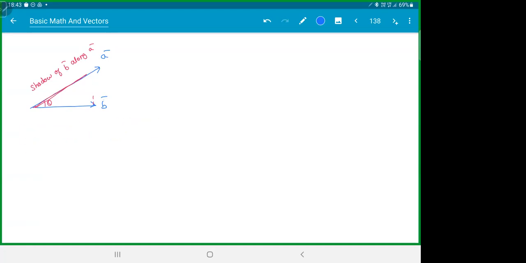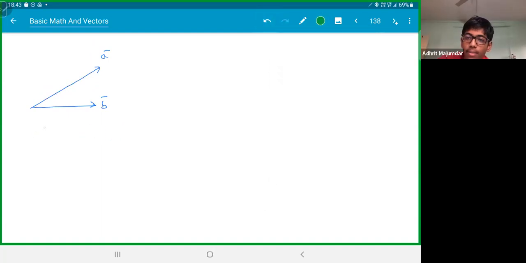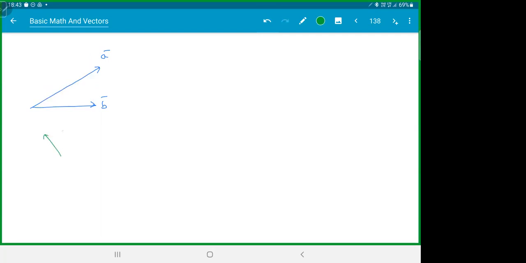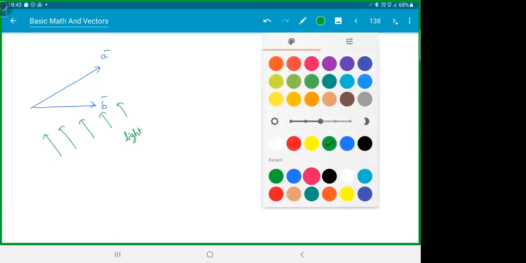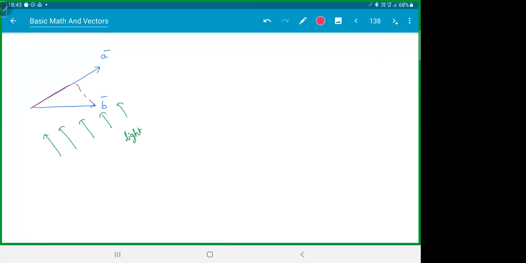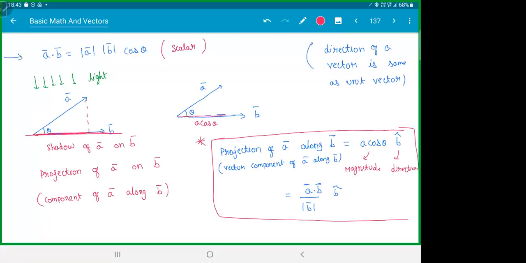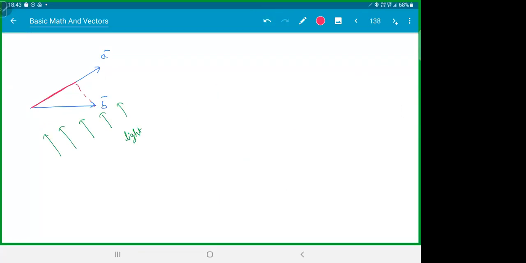Actually, no, don't put the shadow like this. Won't it be perpendicular to A? Actually, that's what I should do, put the light like this. I should put the light always parallel to the other guy. And then this will be the shadow. If you see here, now we kept the light perpendicular to B bar. So if you want this, we have to put the light perpendicular to A bar.